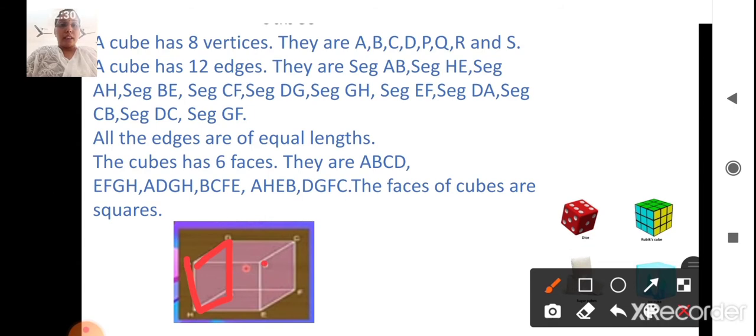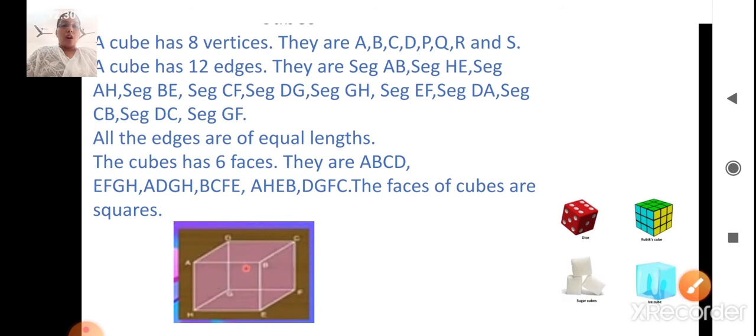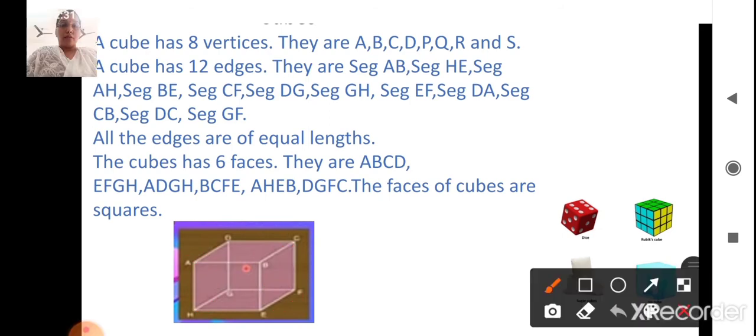This is B, this is C, this is F, and this is E. B, C, F, E. Next now we'll take 2 more faces. A, H, E, B. Let me mark for you. A, H, E, B. This is the whole one.